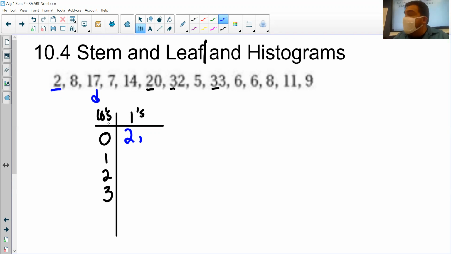Now what we're going to do is look at the 1-digit numbers and organize them in order. So 2, I see a 5, it's 5 over here, 6, 6.